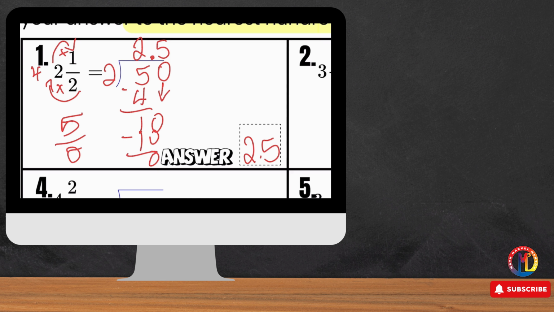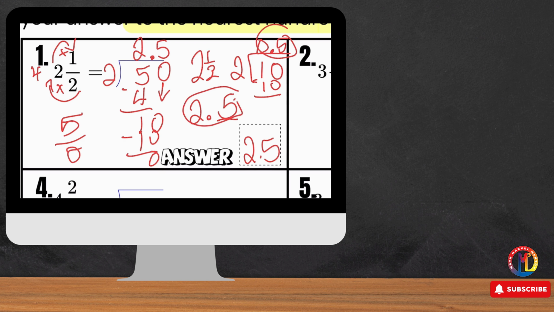The other way you can do this is leave it as a mixed number, 2 1/2. I know that the first part of my answer is going to be 2 point something, so you can just do the 1/2 instead if you'd like. 1 divided by 2. 2 does not go into 1, so I'm going to add 0, my place value holder, and 2 goes into 10 5 times. 5 times 2 is 10. And so then I have 2.5. Same answer. Okay, 2 different ways that we're doing it.